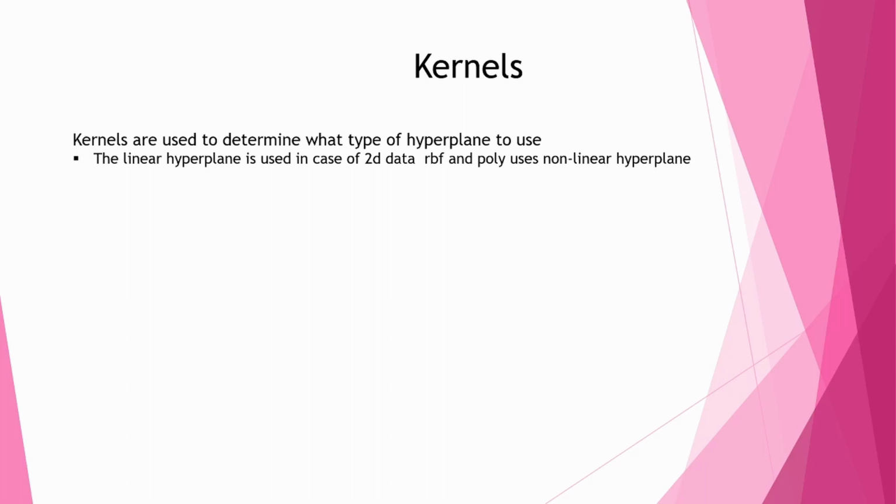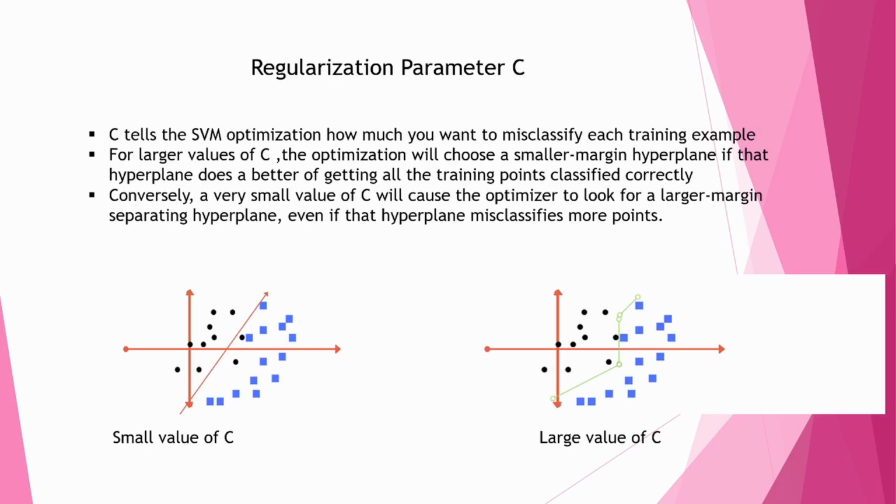And then in case of 3D and other dimensions, we can use the RBF and poly, which are nonlinear hyperplanes. And then we have the regularization parameter C. C controls the trade-off between a smooth decision boundary and classifying training points correctly.